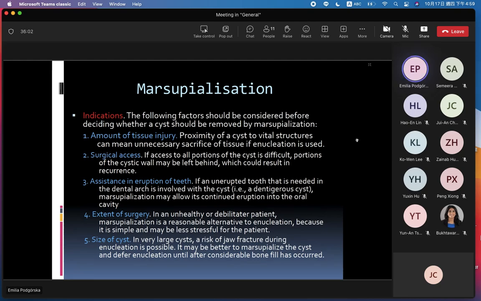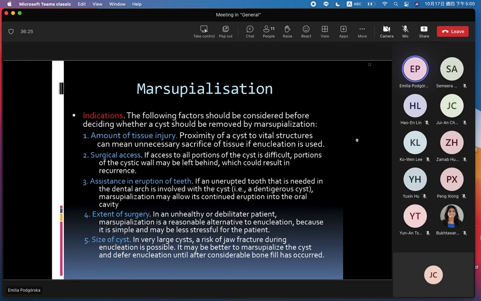Third indication is assistance in eruption of teeth. If an unerupted tooth that is needed in the dental arch is involved with the cyst, like in a dentigerous cyst, marsupialization may allow its continued eruption into the oral cavity.